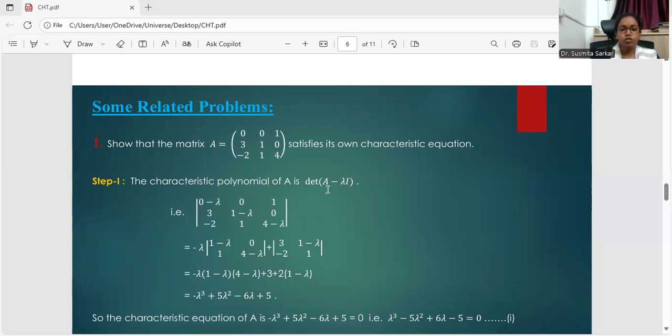And now putting the values of A and lambda I3, we get the characteristic polynomial of the square matrix A is minus lambda cube plus 5 lambda square minus 6 lambda plus 5. And so the characteristic equation of the square matrix A is lambda cube minus 5 lambda square plus 6 lambda minus 5 is equal to 0.